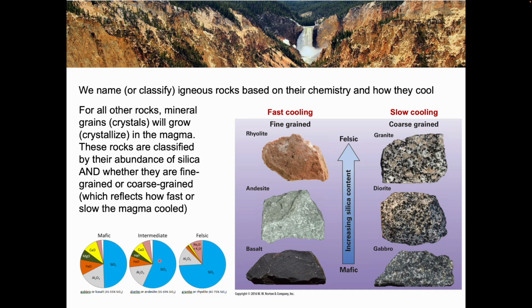Mafic rocks, intermediate rocks, and felsic rocks all have their unique types of coarse-grained versus fine-grained, extrusive on the left versus intrusive on the right. So your fast-cooling, fine-grained rock for a felsic rock would be something like a rhyolite. These tend to be pretty light in color, often kind of pinkish. An intermediate rock is something like an andesite, which tends to be sort of a light gray or a bluish color. And then at the bottom, your mafic rocks are going to be basalt.